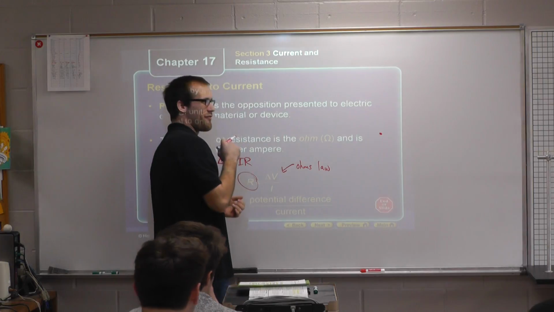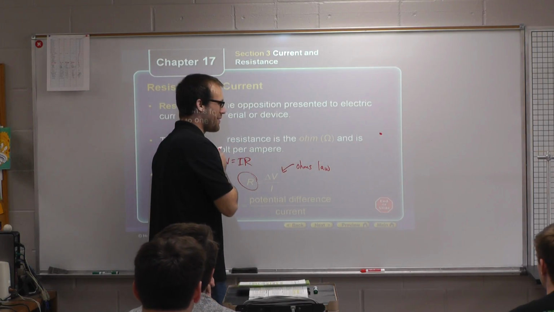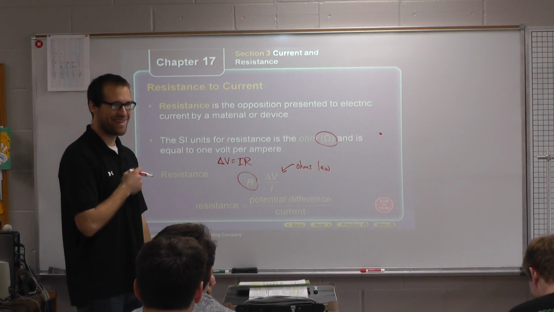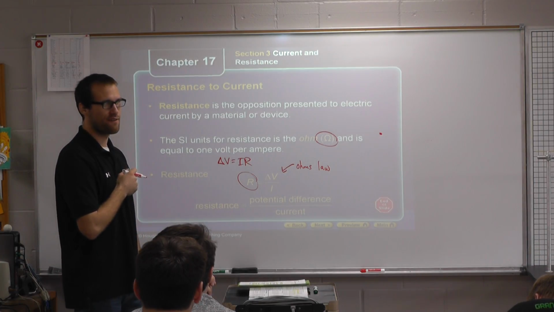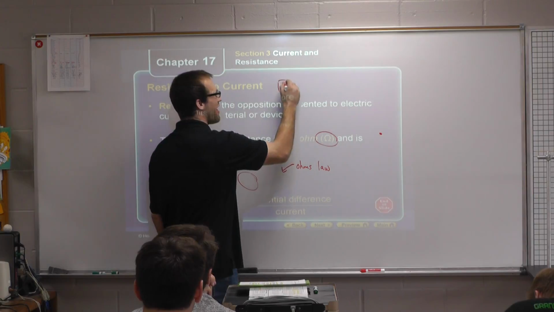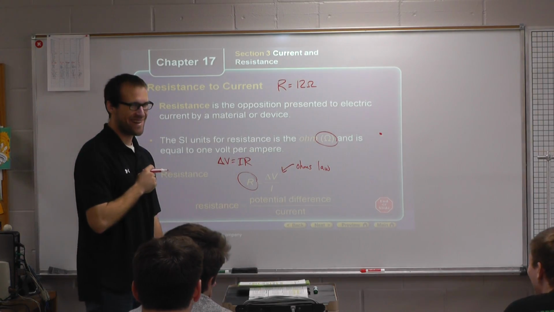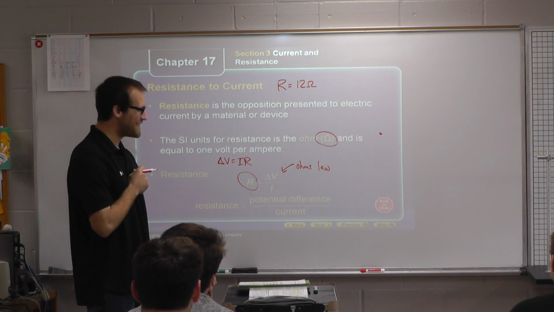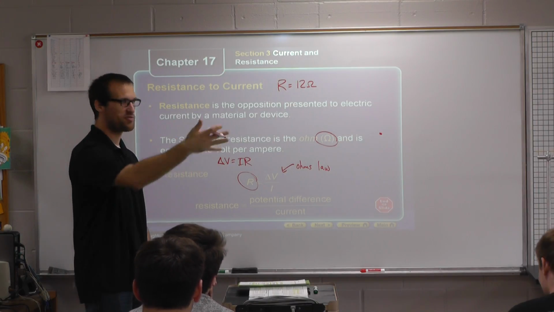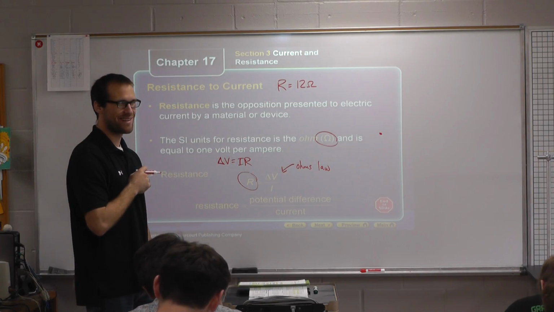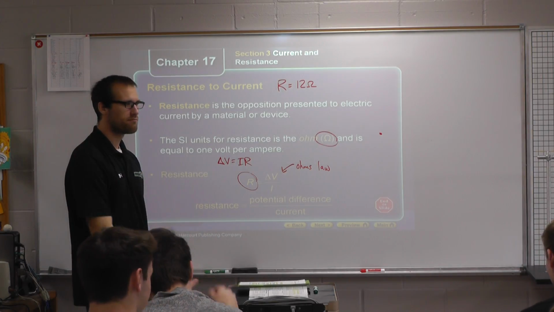This thing seems silly, but I really like this because I like writing this unit. That's the unit for R. So R is 12 ohms. Isn't that fun? So just write it once. It'll be pleasurable. Alright.